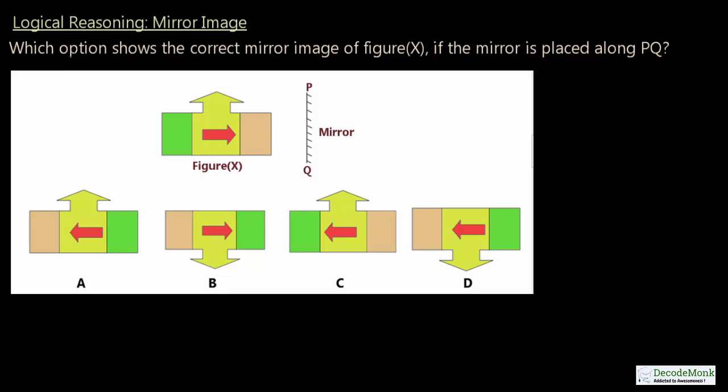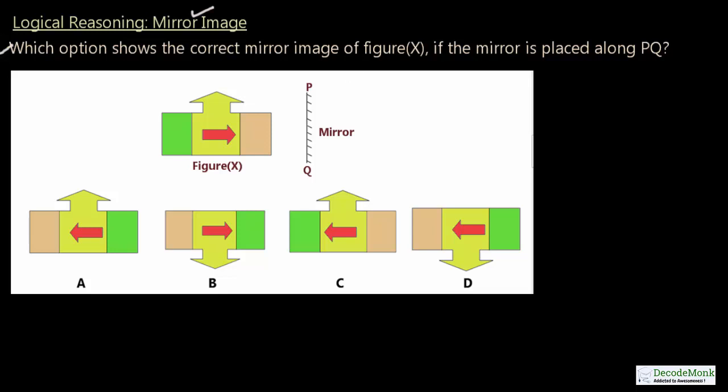This question is related to mirror image, which is a very common type of question asked in Olympiads. In such type of questions, you are given a figure or maybe some group of alphabets and numbers, and you have to find out the mirror image of that figure.